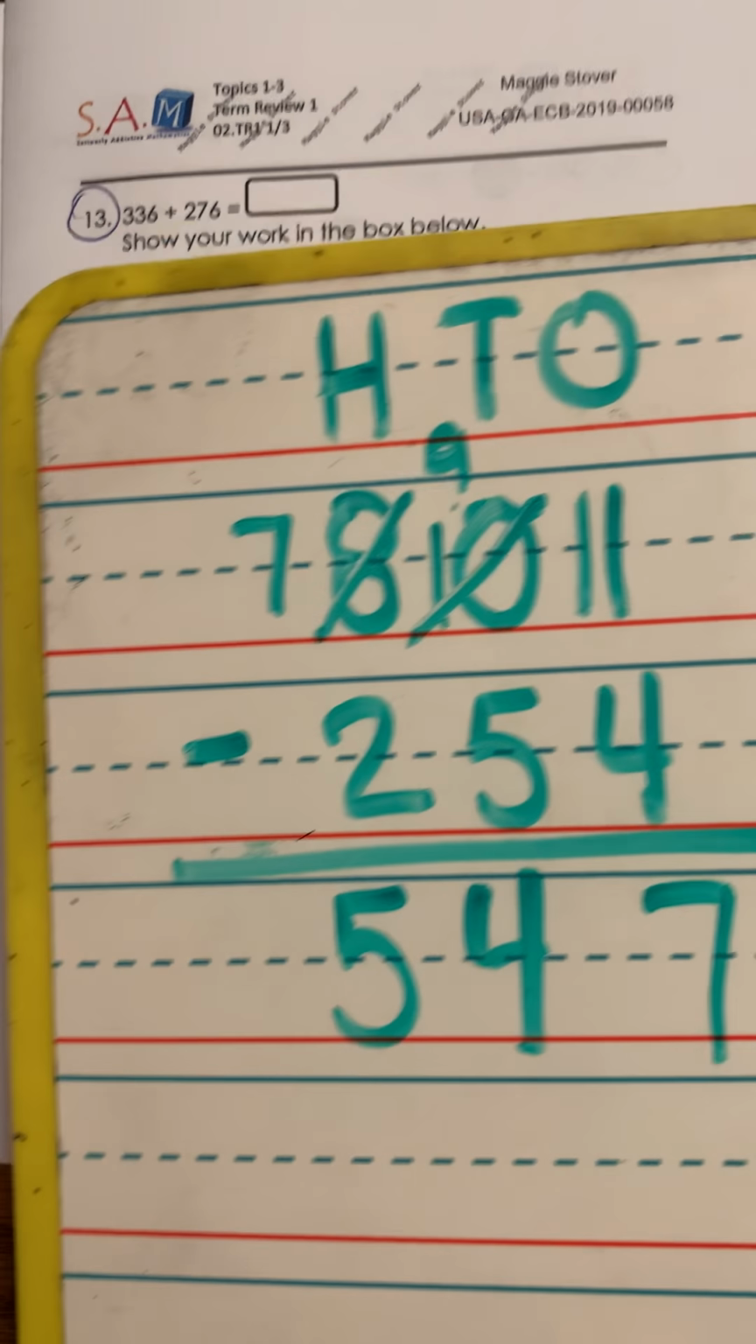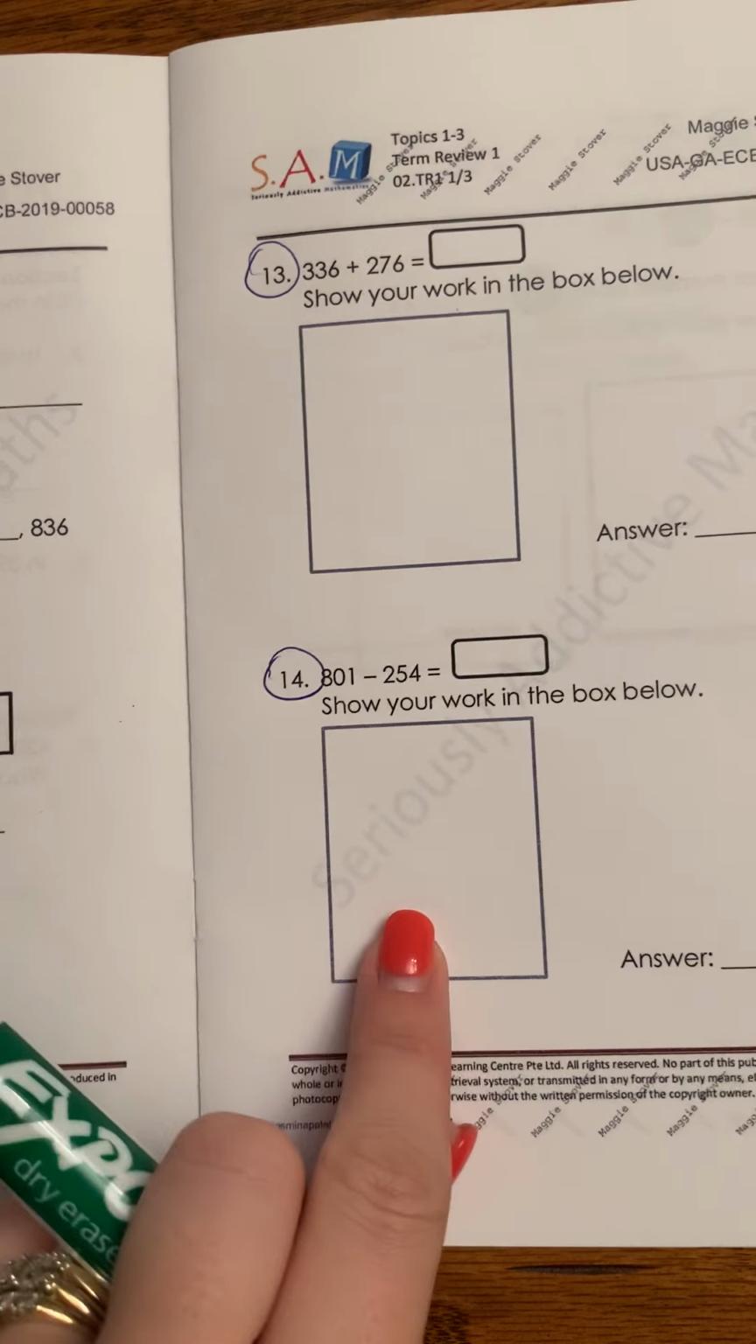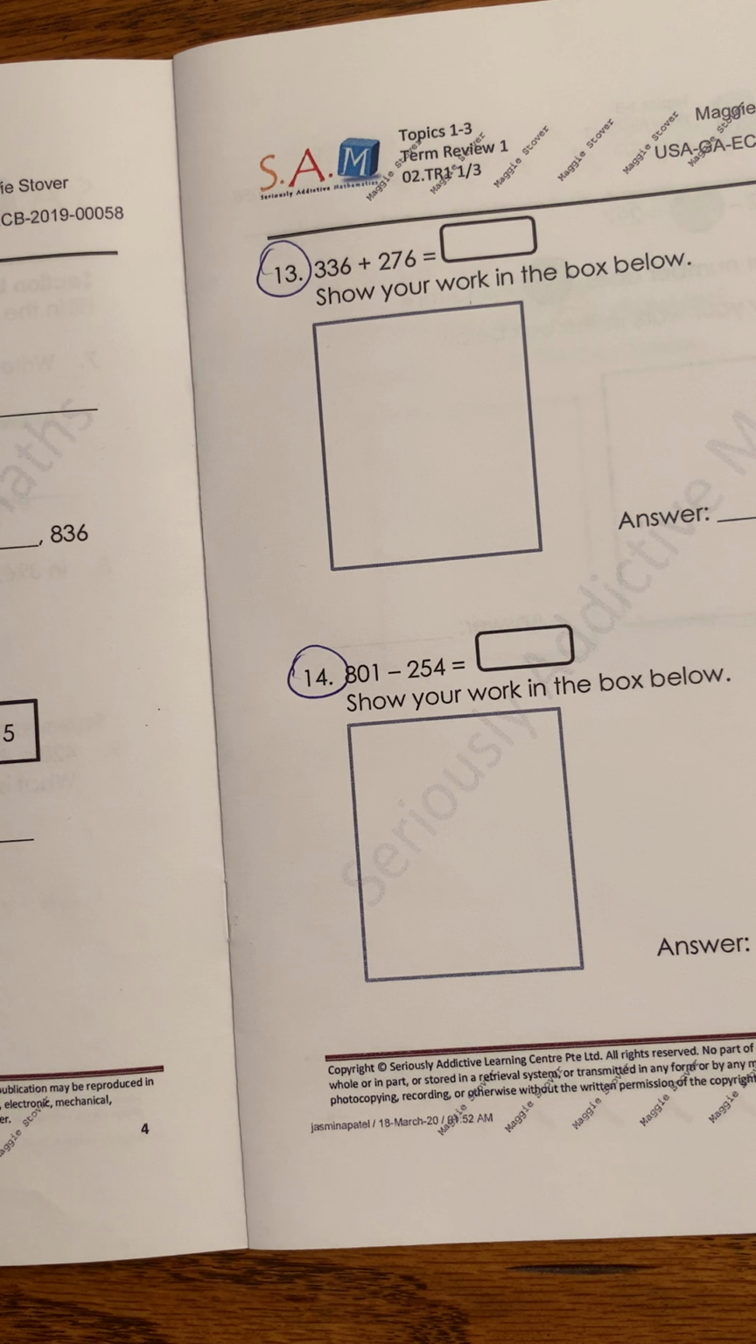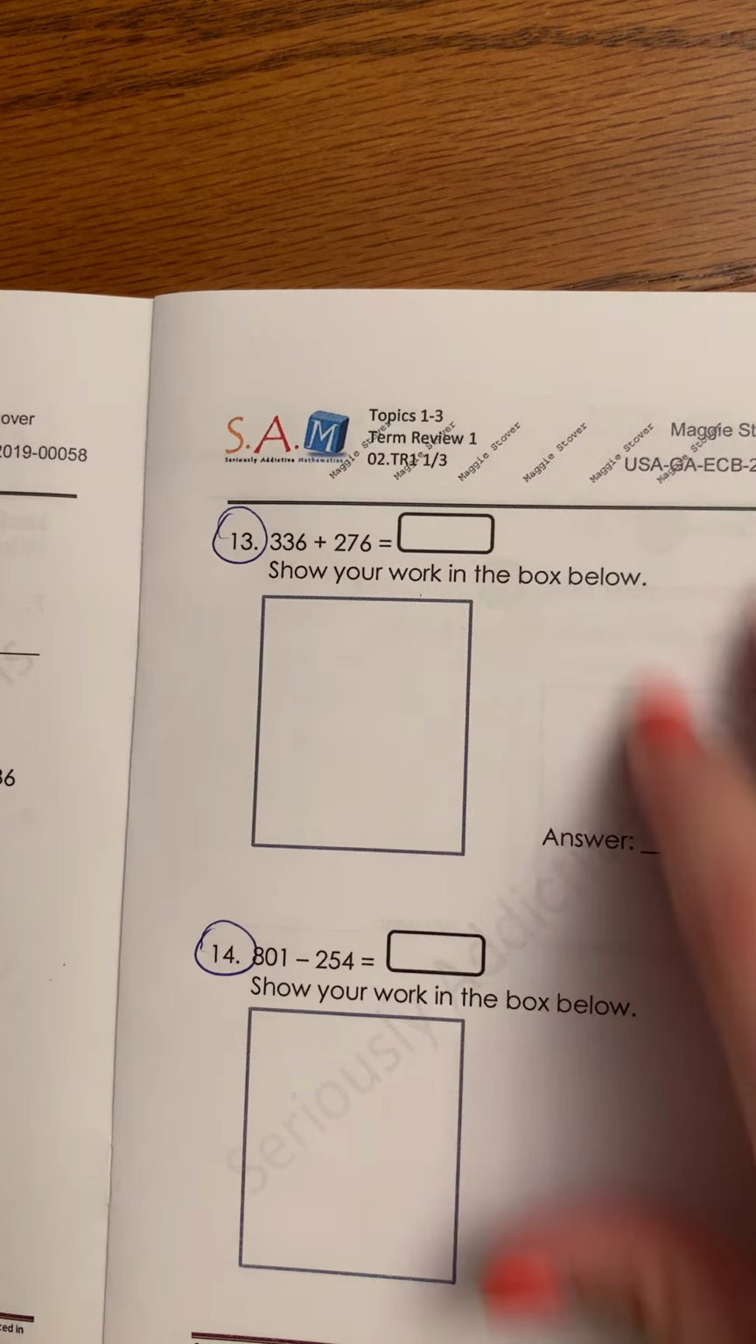So please make sure in your work shown below that I can see what you're borrowing from, what you got, everything. I want to see it all, okay?